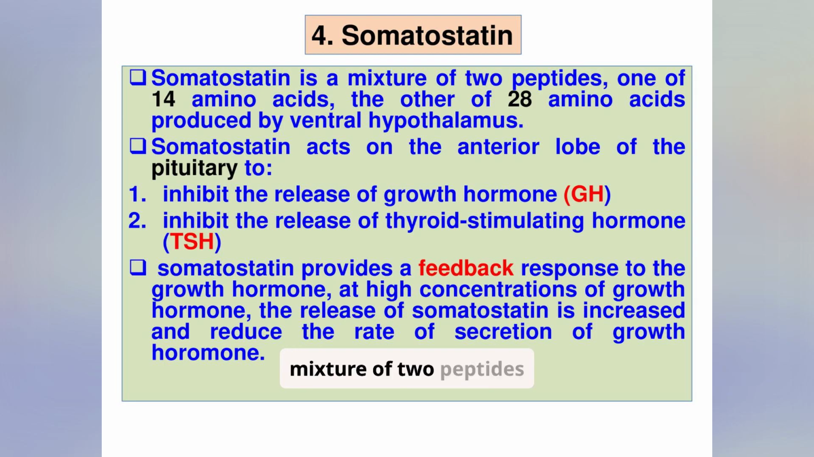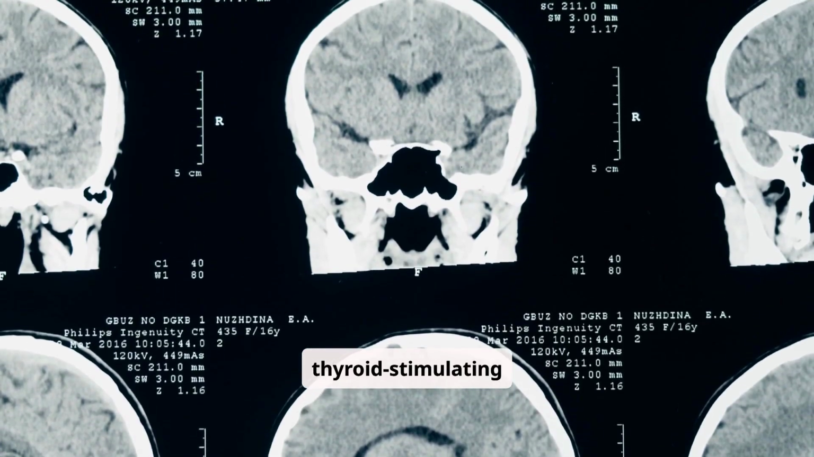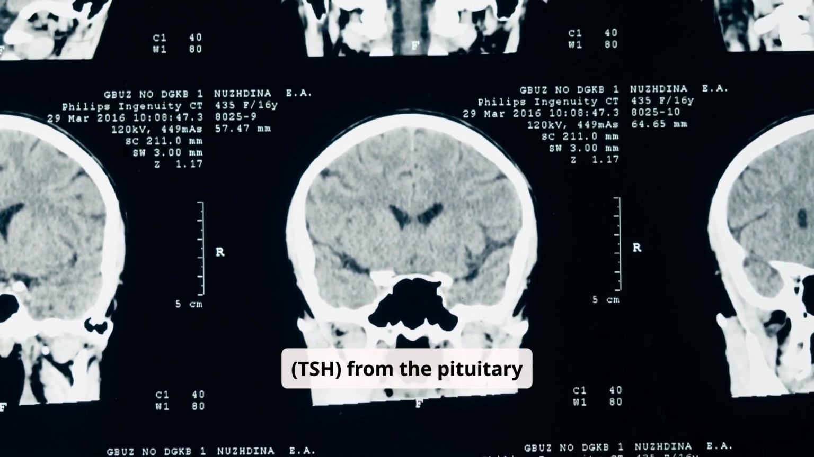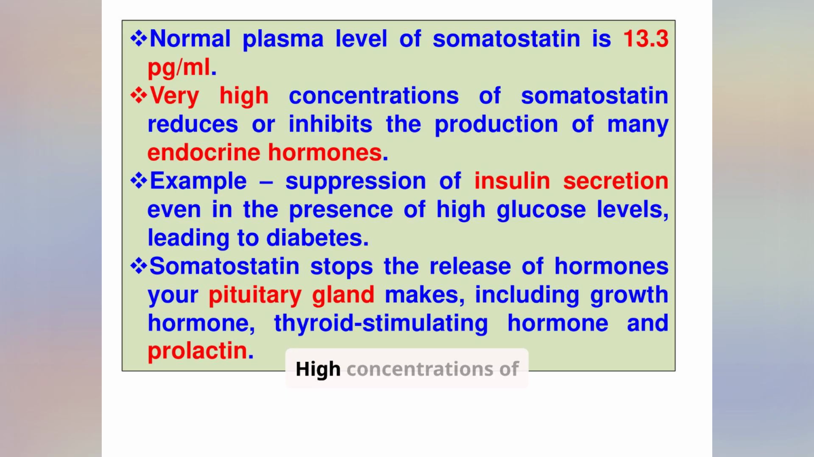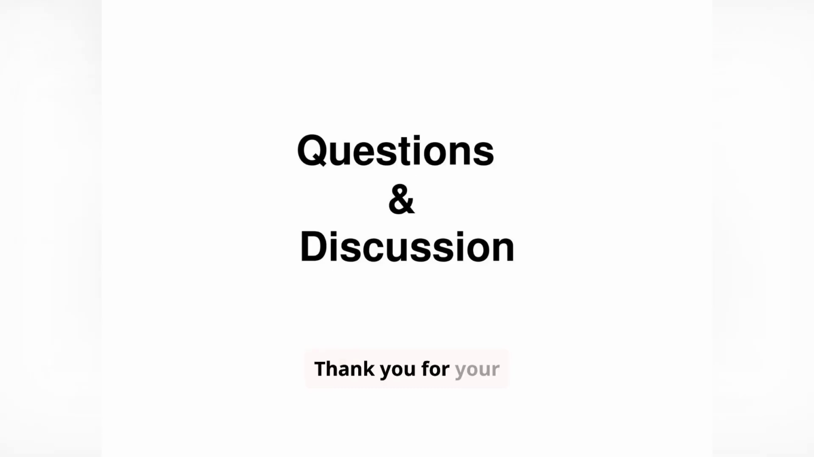Somatostatin is a mixture of two peptides produced by the ventral hypothalamus. It inhibits the release of growth hormone, GH, and thyroid-stimulating hormone, TSH, from the pituitary gland. High concentrations of somatostatin can reduce or inhibit the production of many endocrine hormones, such as insulin, potentially leading to diabetes.